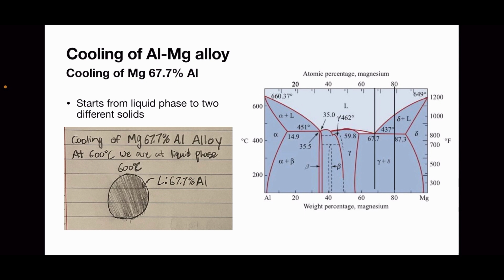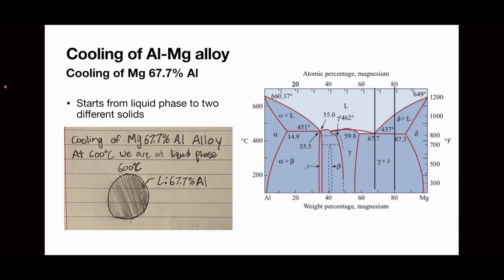Cooling of aluminum-magnesium alloy. For our first example, we're going to show the cooling of a 67.7% magnesium aluminum alloy. We can see in the phase diagram that at 67.7%, it starts from the liquid phase and goes directly into two solid phases.